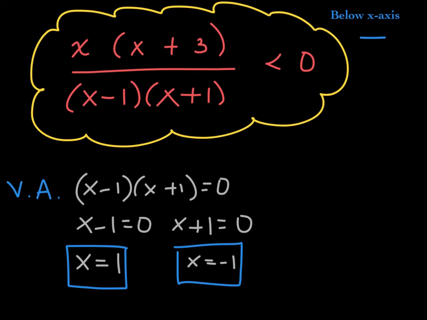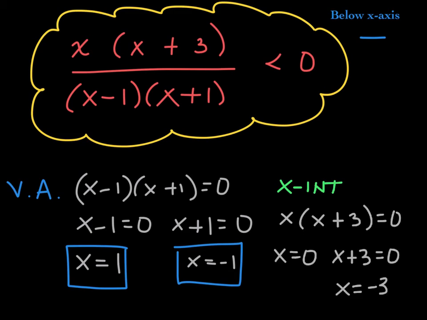The other thing that I need are the x-intercepts. Now, I find the x-intercepts by taking my numerator, setting that equal to 0, and solving. So then when I take my numerator and set it equal to 0 and solve, I find two x-intercepts, 0 and -3. Now let's be very clear as to what's an x-intercept and what's a vertical asymptote, all right? So here we go. We're going to remember that we're looking for when is it below the x-axis. We're looking for negative values. Negative, okay? Keep that in mind. Also keep in mind this expression because this is what we're going to plug our test points into.